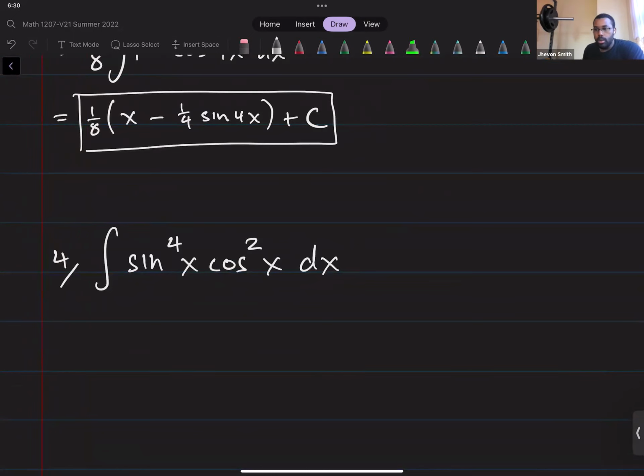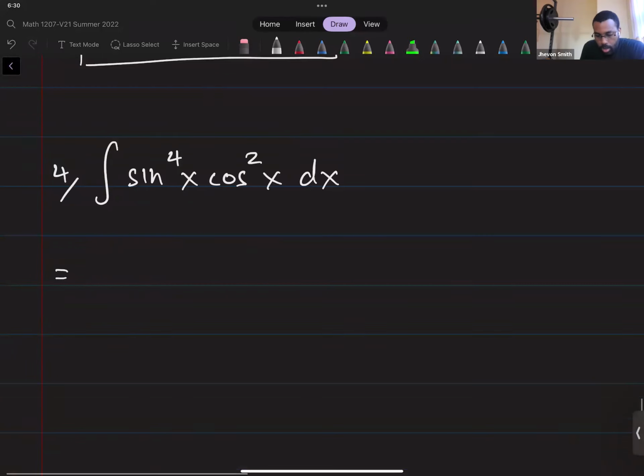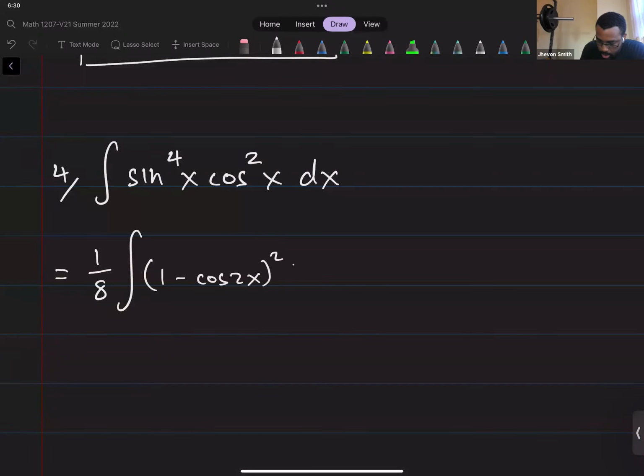So you have this one, and it's going to essentially be the same strategy. We only have even powers, so we're going to apply the double angle formulas. Of course, the sine to the 4th x, you think of sine squared x squared, so you're applying the double angle formula like 2 times. So you're going to get a 1/4 constant factor from that. Applying the double angle formula for the cosine squared, you're going to get a 1/2 factor, so this ends up being 1/8 out here. And end up with 1 minus cosine 2x squared times 1 plus cosine 2x.